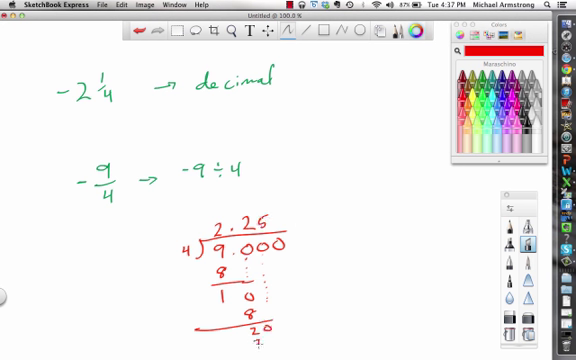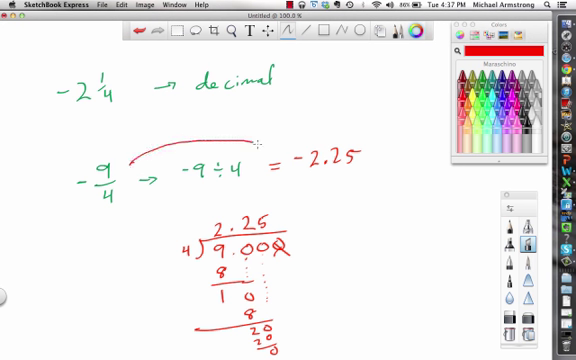5 times 4 is 20, and there's nothing left, so that means that we didn't need this extra decimal. And our quotient is negative 2.25 because we started with a negative fraction, so our answer is still negative. Because we didn't change this.